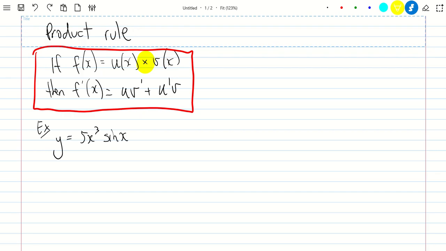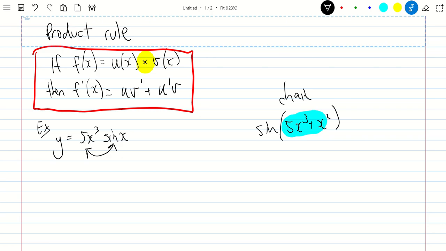Just to make sure that you understand, when do we use that as compared to when would we use the chain rule? Remember, the chain rule is function inside of a function. So that would be something like sine of 5x cubed plus x squared. Can you see how you've got the function 5x cubed plus x squared that's inside of sine x? That's when we use the chain rule. But when we've got just a function multiplied by a function, that's when we use the product rule. Okay, hope that makes sense.